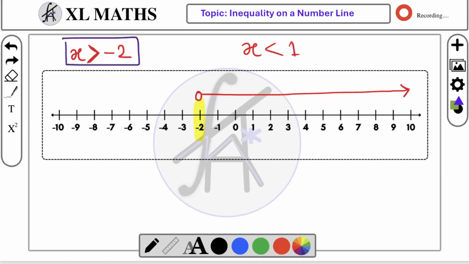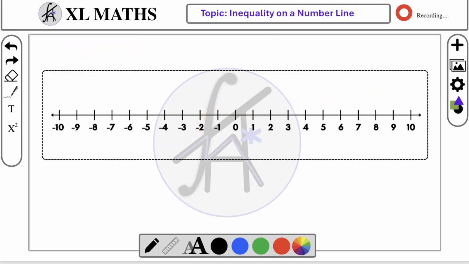Next question says x is less than 1. Locate where 1 is. We have 1 here. Draw a circle. It will be empty. And the arrowhead points towards left. Let's move that side only. And this is how we represent the same. Do you get that?